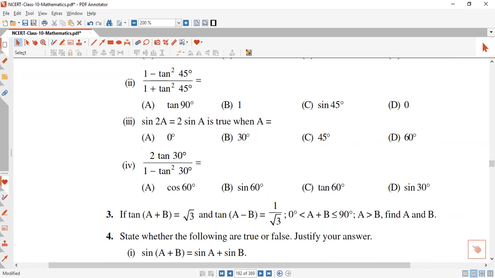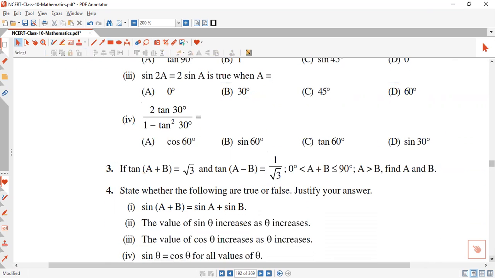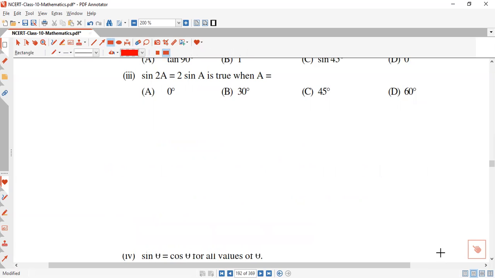Now, again you see this third part. Sine 2a equal to 2 times sine a. It's true when a equals which value? They are saying that sine 2a equal to 2 times sine a is true when a equals which value?